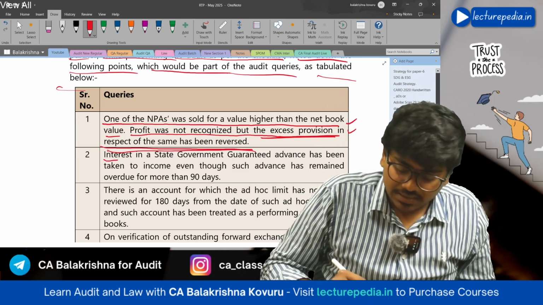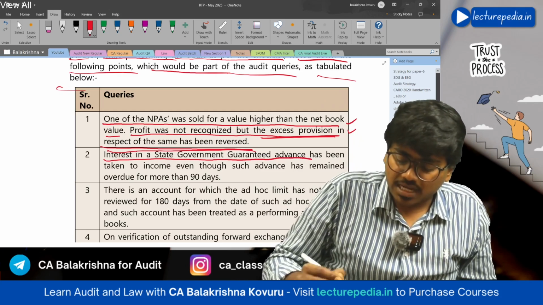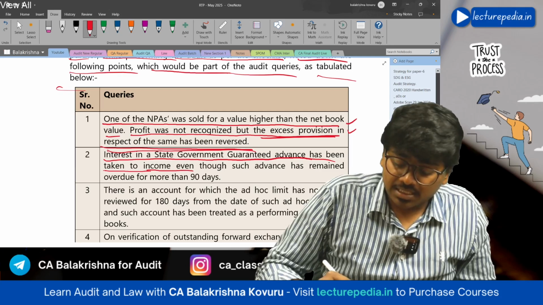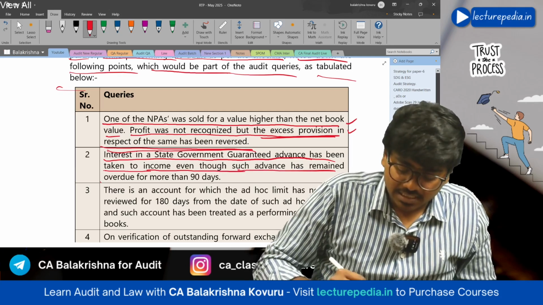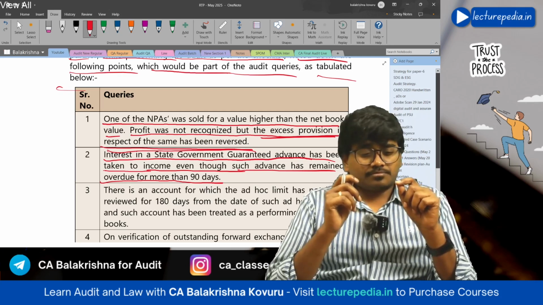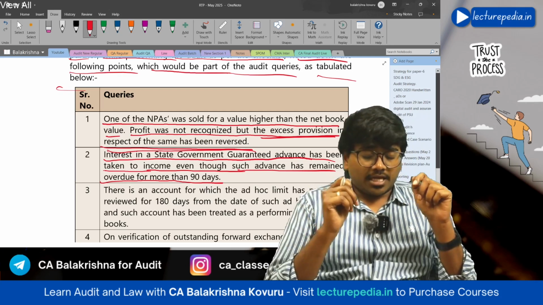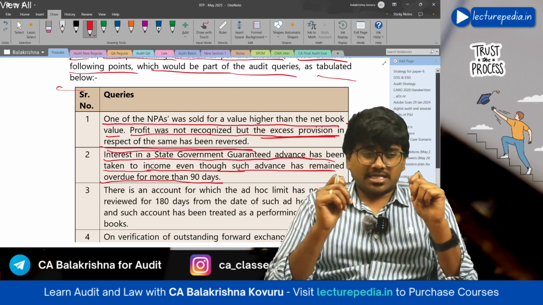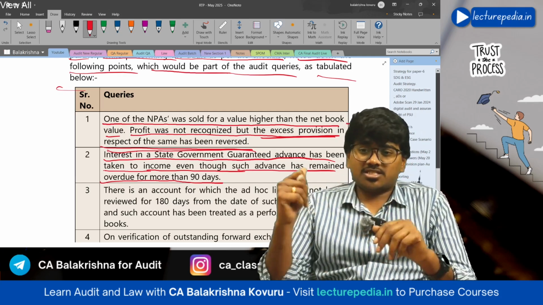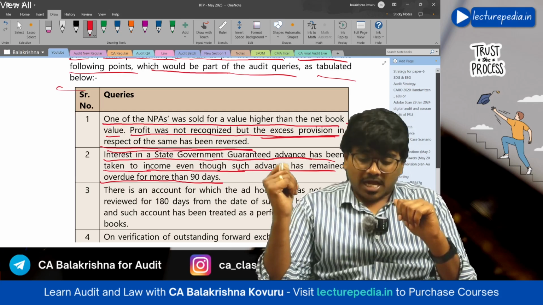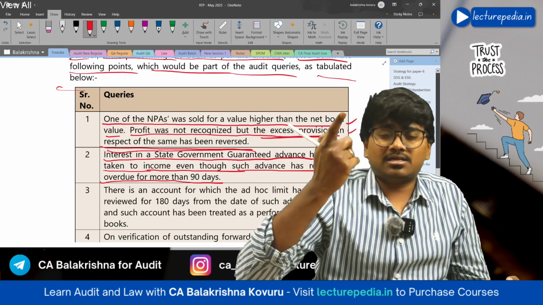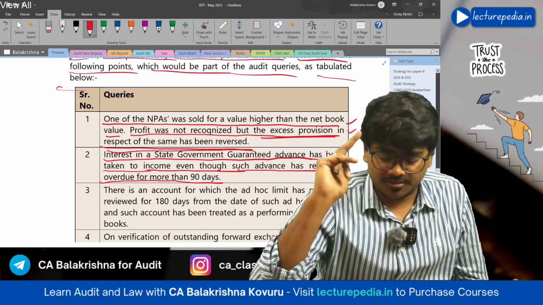Next, interest in a state government guaranteed advance has been taken to income even though such advance has remained overdue for more than 90 days. See, in case of NPA, interest should be recognized only if it has actually been received. Because of this provision, this query is raised. Now, here the appropriate resolution would be to reverse the interest income that has been recognized.